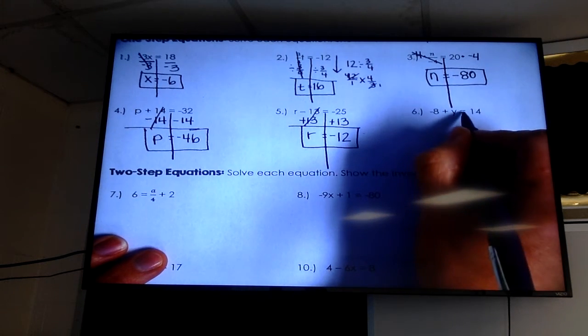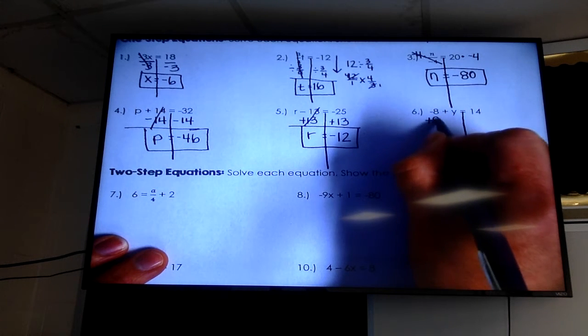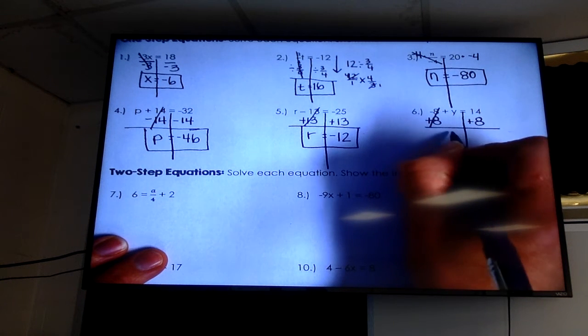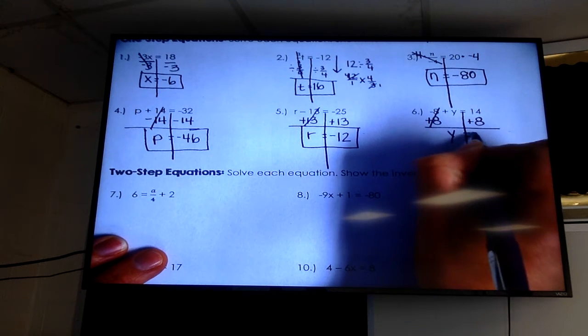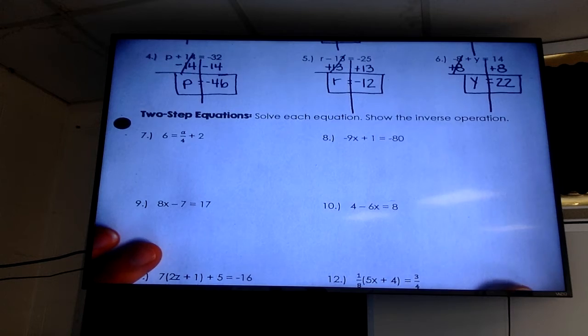Number 6, drop my line. I see negative 8. The opposite of negative 8 is positive 8. That's the only way I can make that negative 8 go away. So I'm left with Y equals 22. Okay, so one-step equations are pretty easy. Let's see about two-step equations.